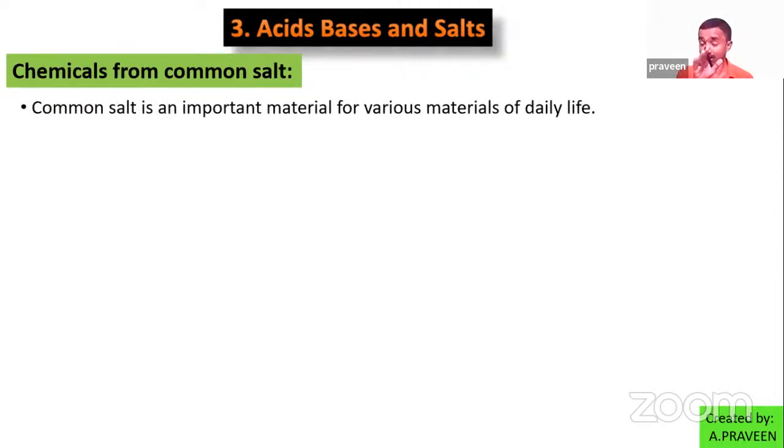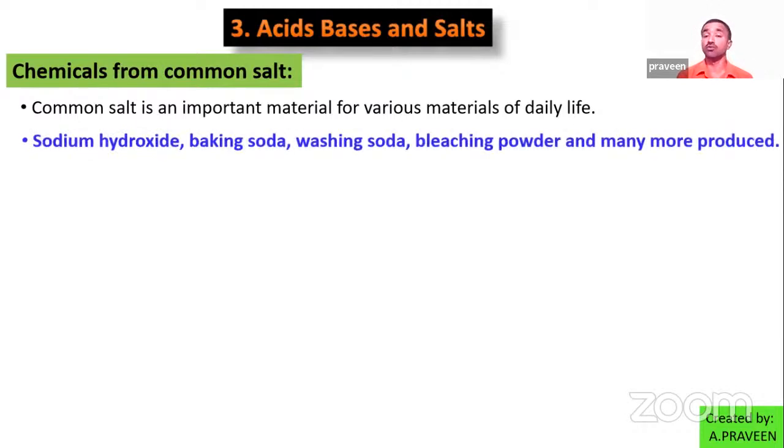Previously I mentioned the importance of common salt in our daily life, right? Common salt is used as an important material for producing various salts and chemical substances that we use in our regular life. So what are they? Simply sodium hydroxide, baking soda, washing soda, bleaching powder, and many more are produced from salt. Common salt is a major source for the production of different salts.